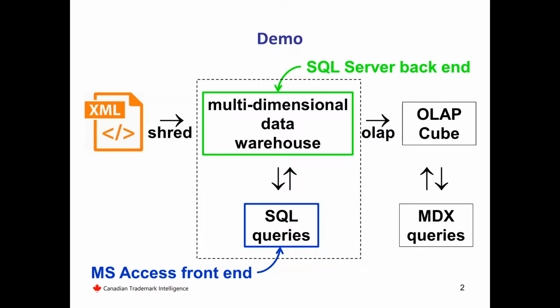In the green rectangle at the top, we have a multi-dimensional data warehouse, which I've built using Microsoft SQL Server. I've also built an XML shredder, which has extracted the information I'm interested in from CIPO's trademark XML data and loaded it into the data warehouse.